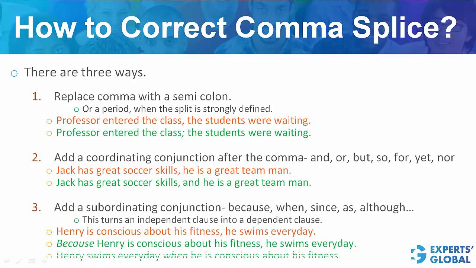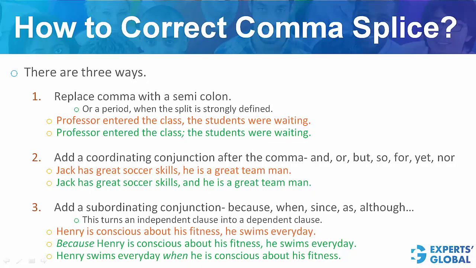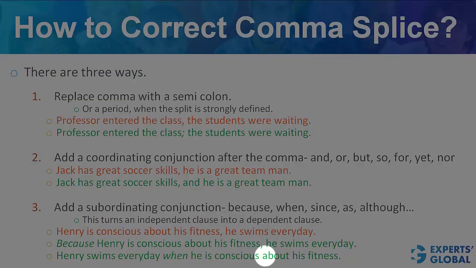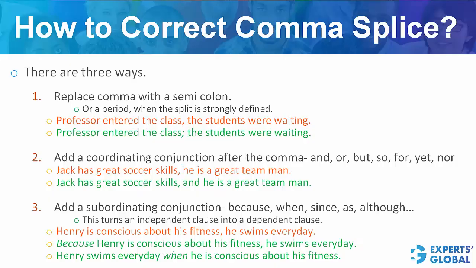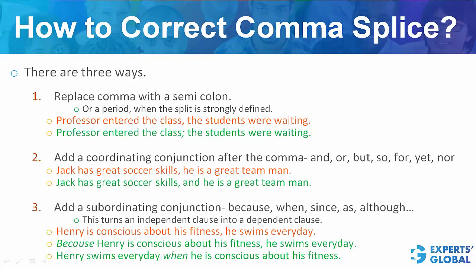One more example: see, "Henry swims every day when he is conscious about his fitness." Now, because of this subordinating conjunction "when," the second clause has become a dependent clause and the sentence is alright. And in fact, in this case, when the dependent clause comes next, comma is not needed at all. In the earlier case, when the dependent clause came first and the independent clause came next, the comma was needed. Not in this case. Yes, this last sentence changes the meaning a bit, but grammatically speaking, this sentence is alright. So that was comma splice and how you can correct it.